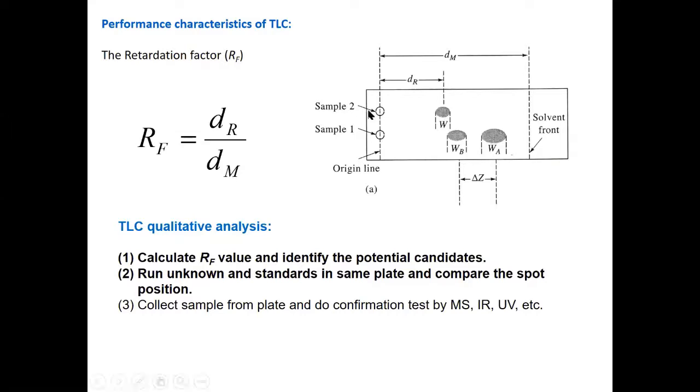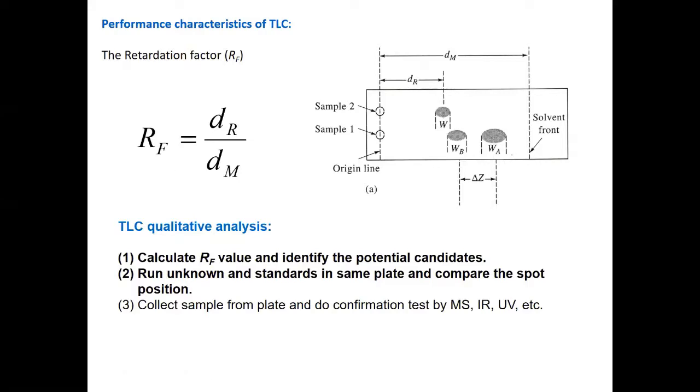And then we calculate a factor which is called the retardation factor, Rf. The Rf value is a characteristic value of a given chromatographic system. This is a very important factor. By definition, Rf equals dr over dm, the ratio between the distance dr and the distance the solvent front travels. So this is the Rf value.